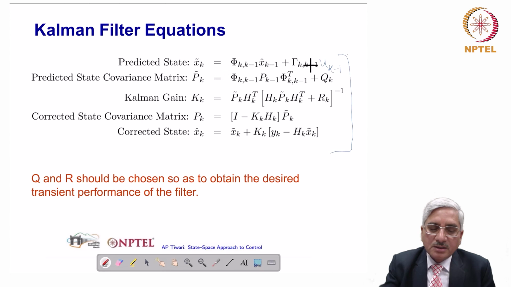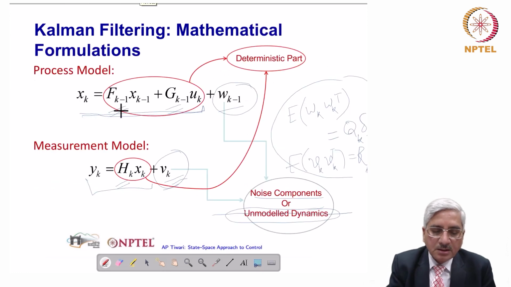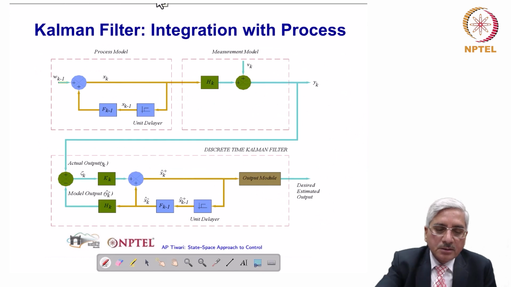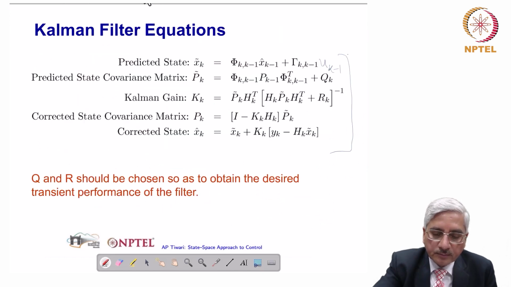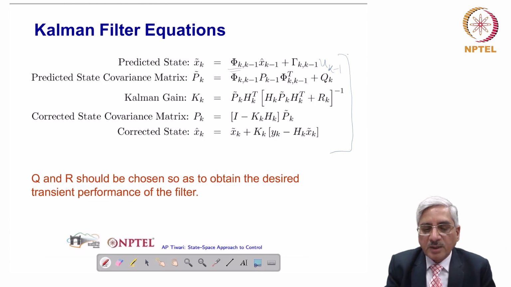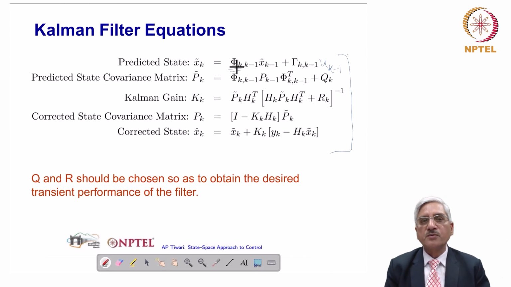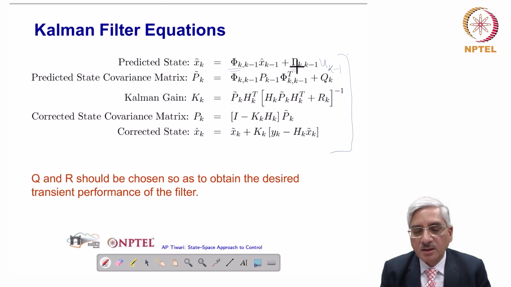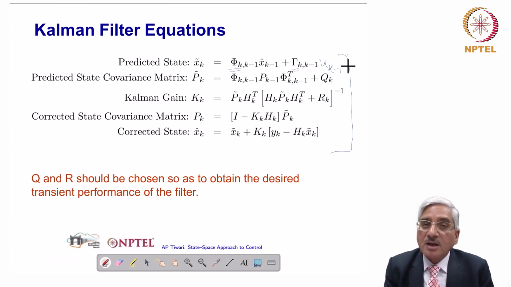This is the equation which is same as this equation. However, the system matrix is denoted by phi. There it was F. I'm sorry for the non-uniformity of the notations. The input matrix was denoted by G. Here it is gamma. And the noise term is not there in this.